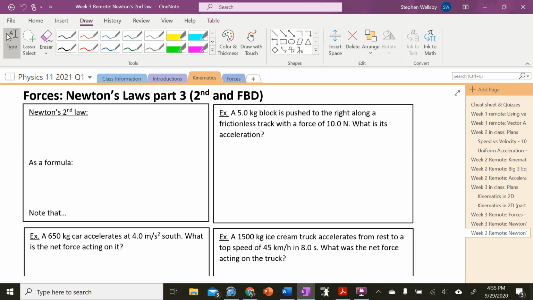Today we're going to be talking about Newton's second law. So we've done the first and the third. So just a quick review of what the second law is. The second law is as follows.